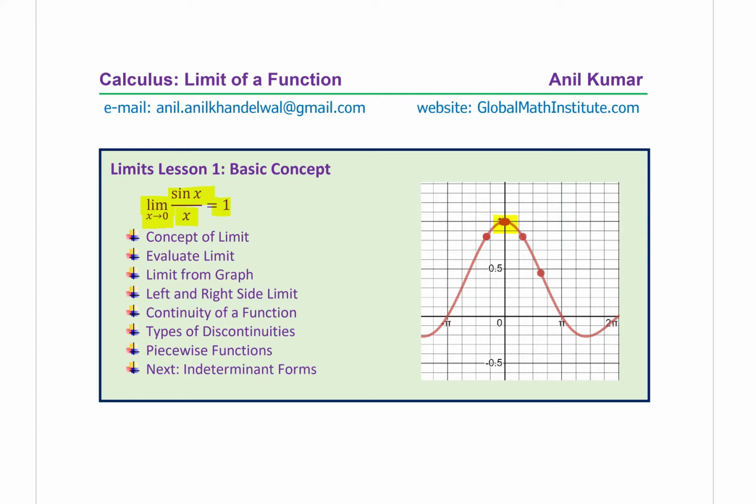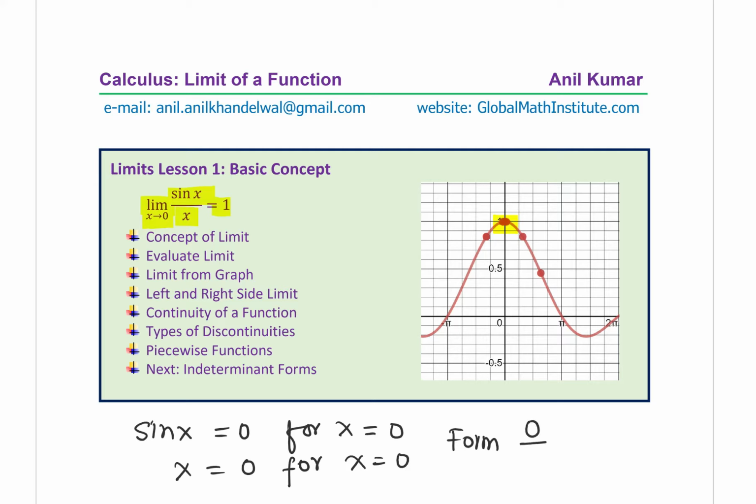You will also notice that in this particular case, sine x equals 0 for x equals 0. And you also know that x is equal to 0 for x equals 0, right? So we have a form which is 0 over 0. And now this form, which is 0 over 0, is referred to as indeterminate form. Is that clear to you?